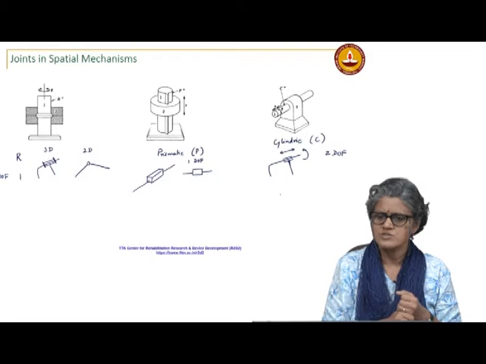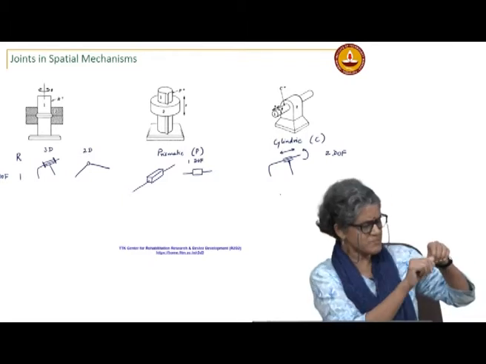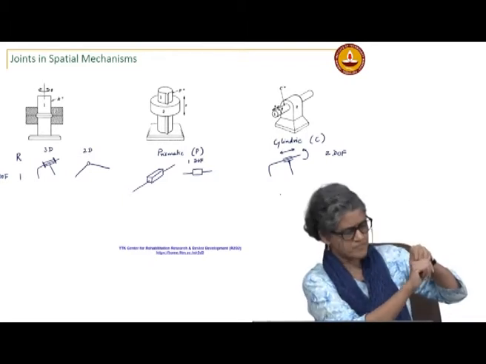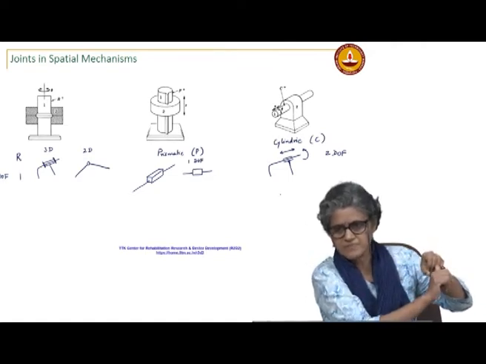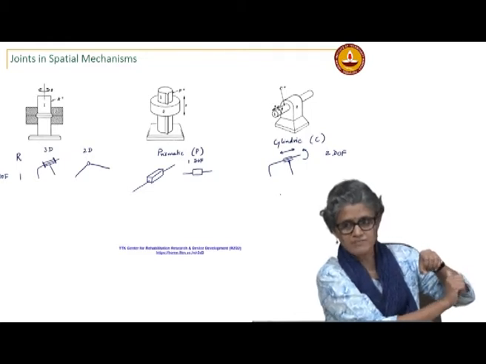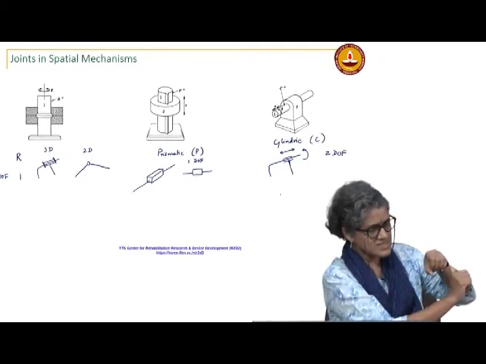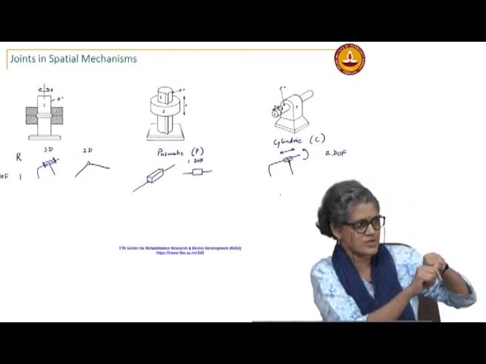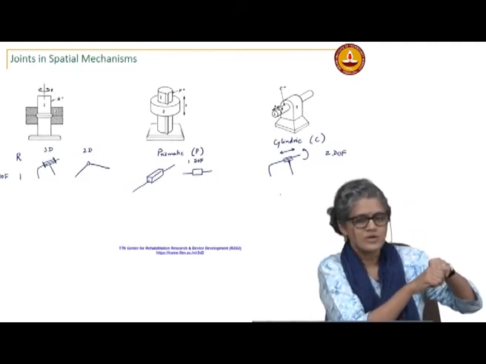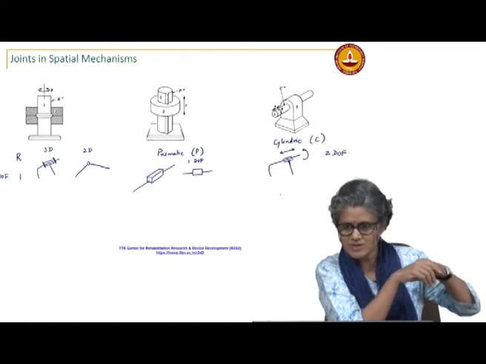What moves along a slot? If it is a revolute joint, the only motion that is allowed is this. I cannot allow this motion. If I allow this and this, then it is a cylindrical joint. It is asking for a pin in a slot. Sorry, you are asking about a pin in a slot.